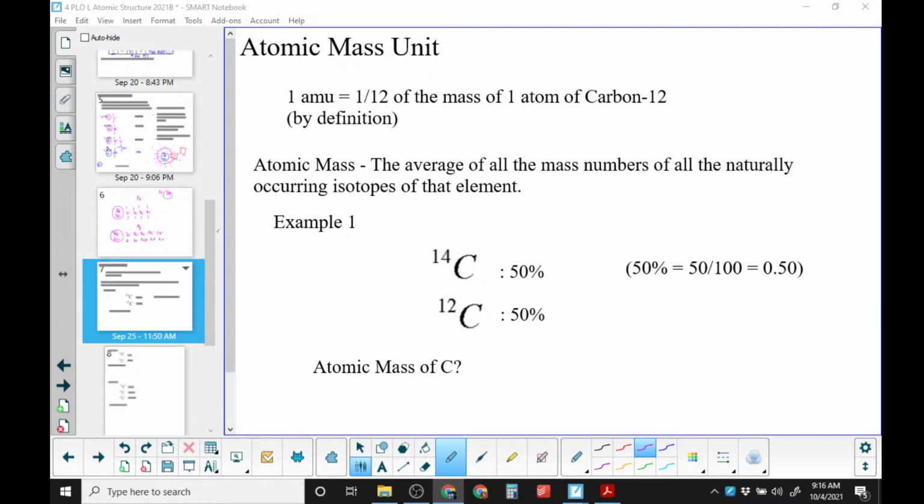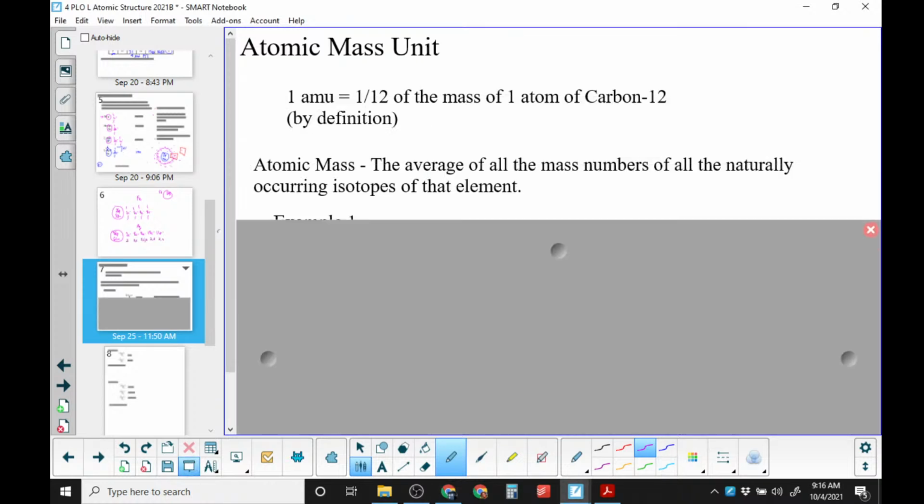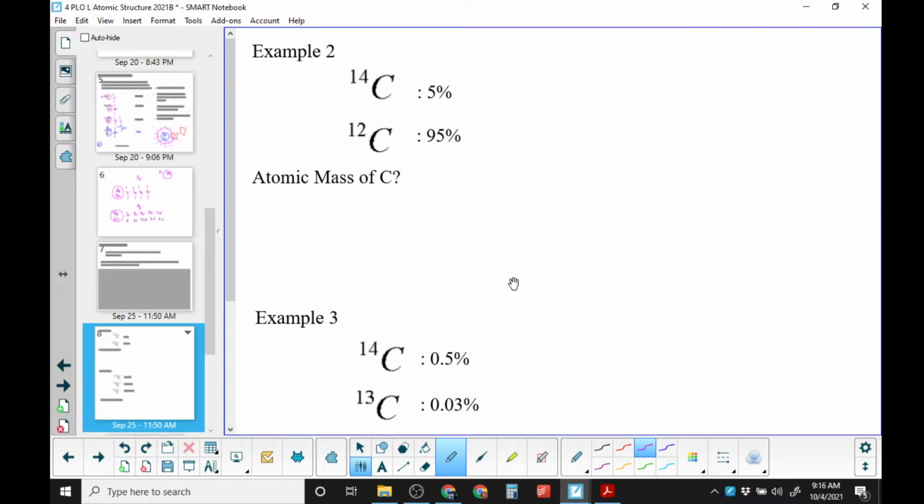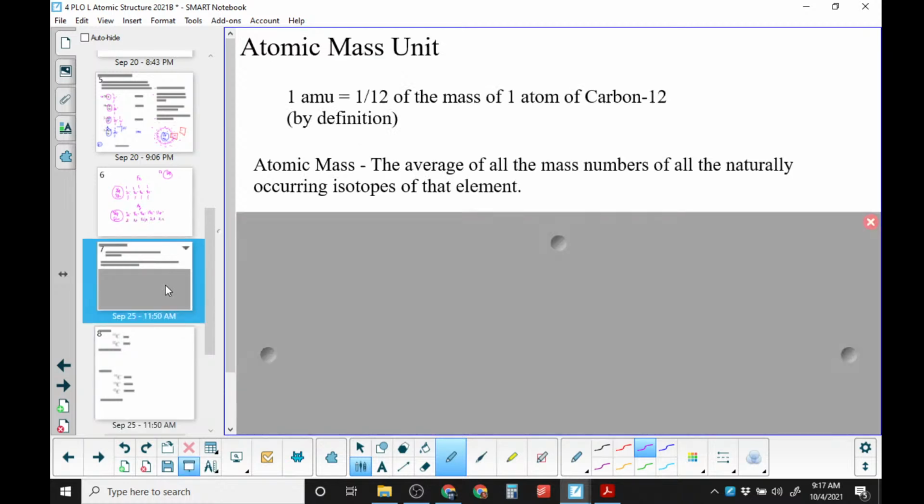Now, for this, we still use this definition, and you'll still use it in university. They've redefined it because an AMU is the mass of one proton and or the mass of one neutron. The mass of one proton and the mass of one neutron are the same. It turns out a neutron weighs a very tiny bit more.